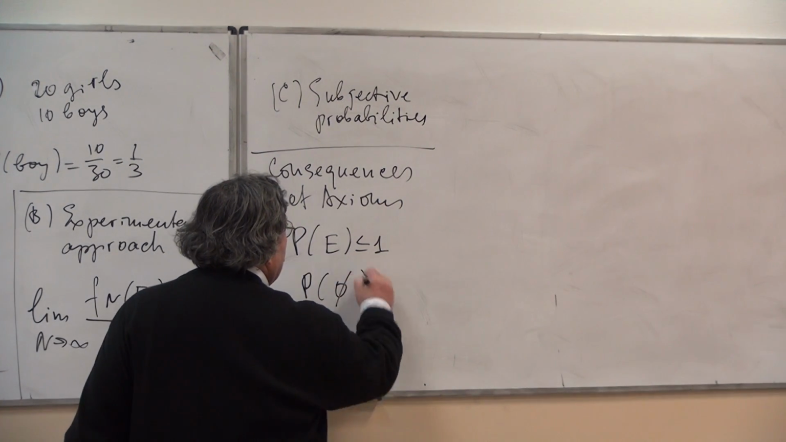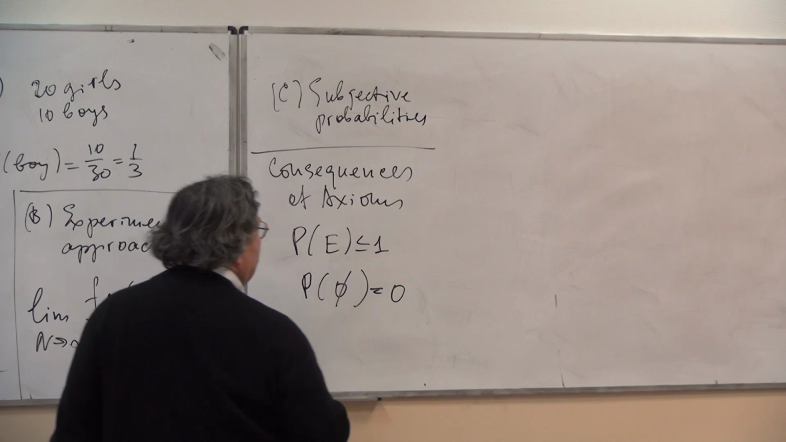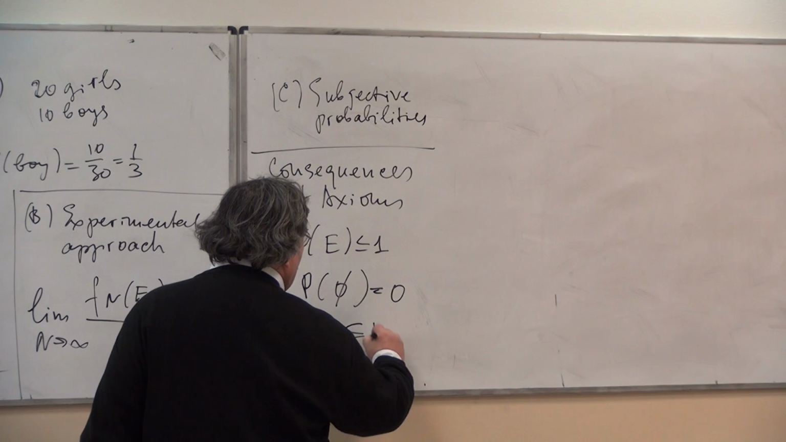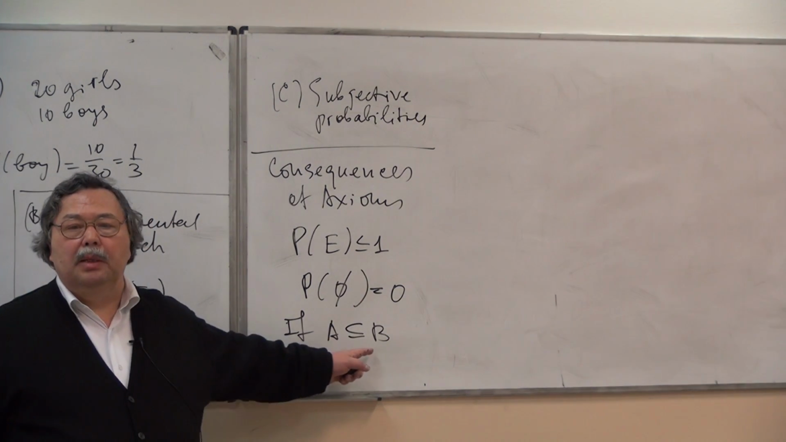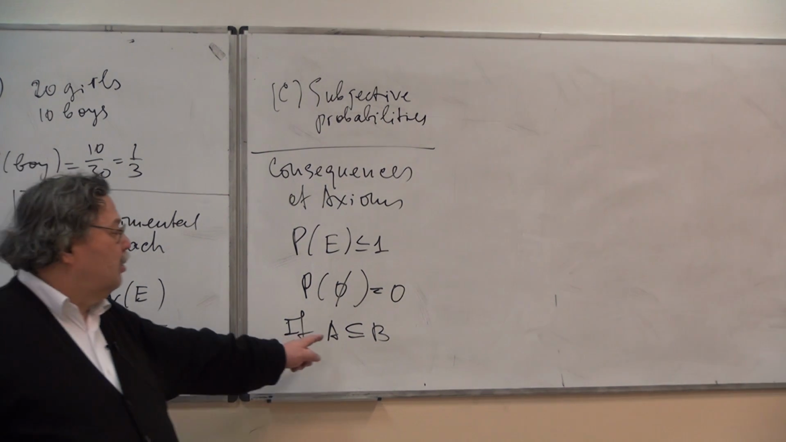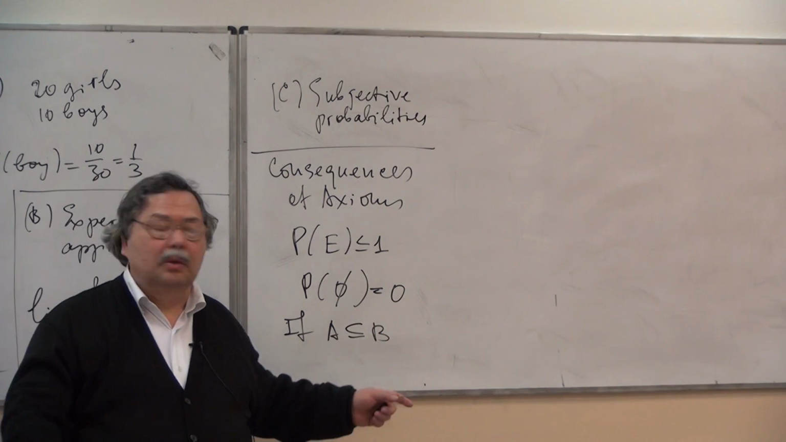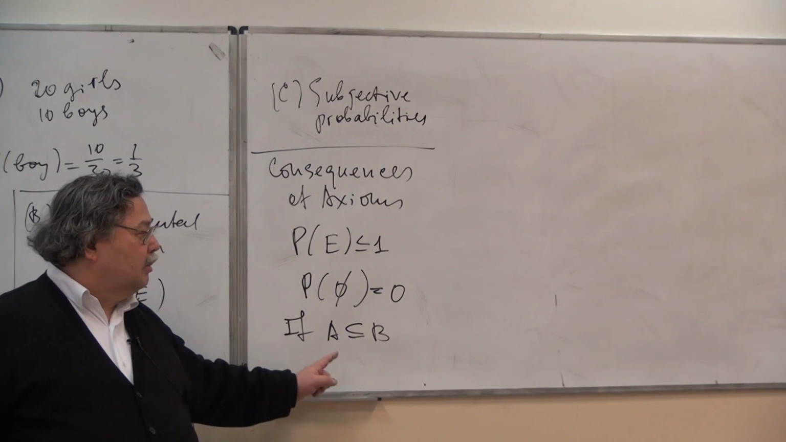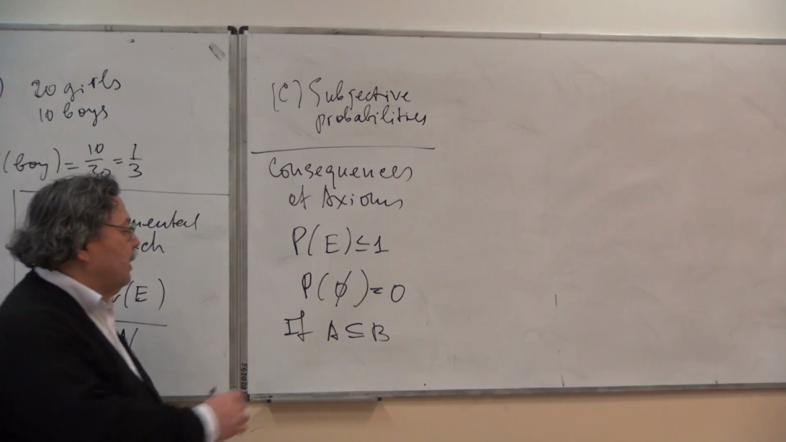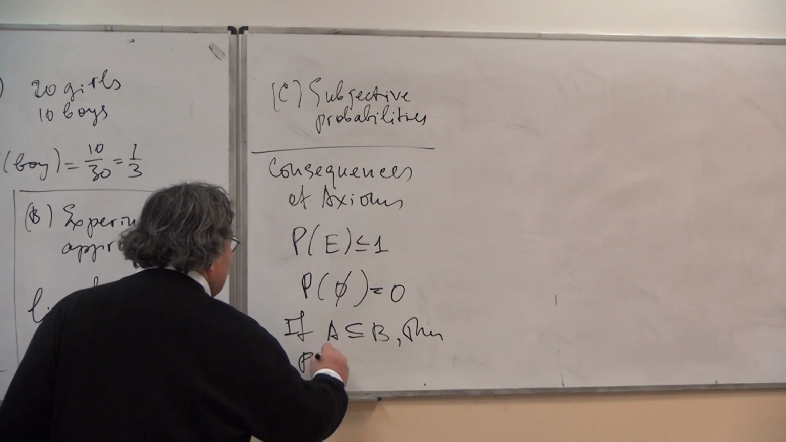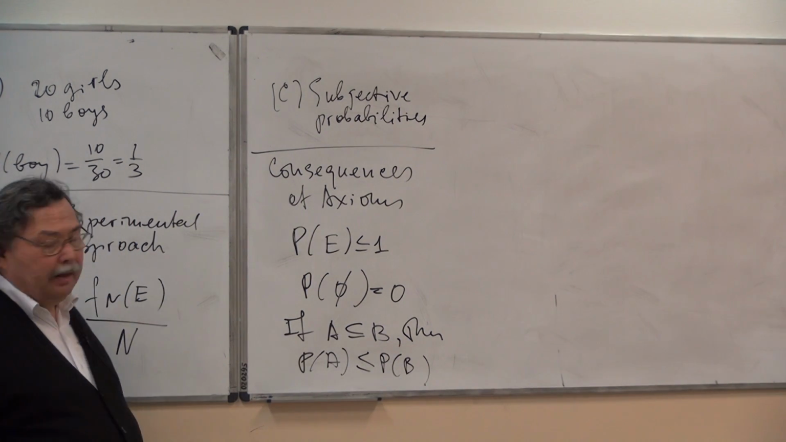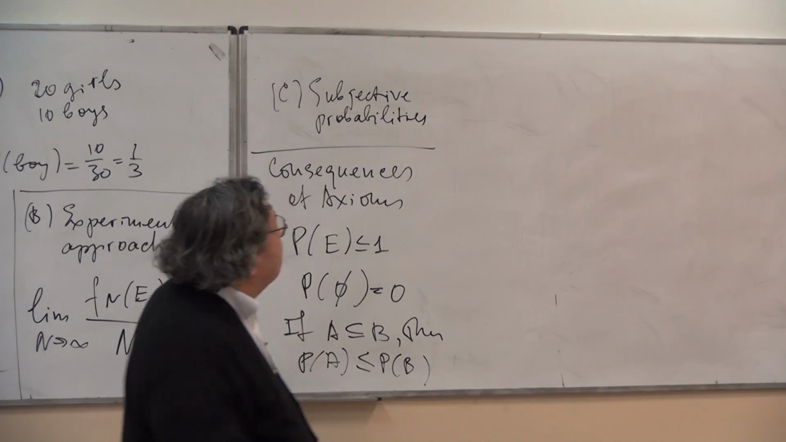Then the probability of the empty event is 0. And also this. Suppose A is contained in B, contained or is equal to B. Do you understand this? Suppose all the outcomes that are contained in A are also contained in B. This is what's written here. If this is true, then the probability of A is less than or equal to the probability of B. Okay. Also this.